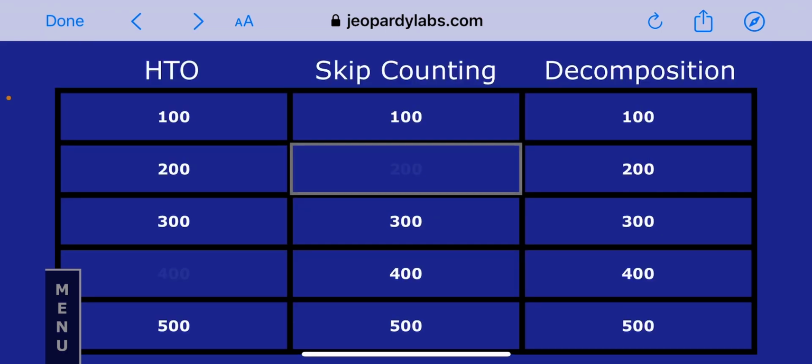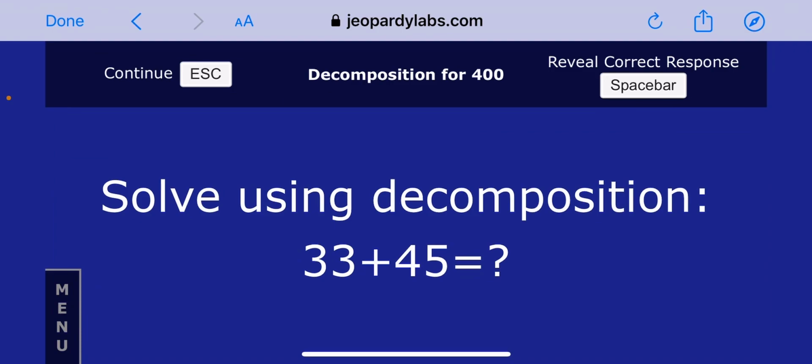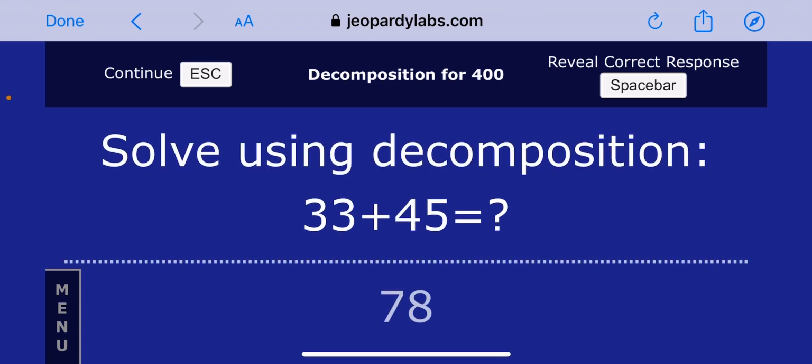And in the last category, they have decomposition. So let's say the next student picks decomposition for 400. Solve using decomposition, 33 plus 45. So they will break down the 10s and the 1s. They will first decompose the 10s, which will be 30 plus 40, which equals 70. Then they will decompose their 1s, which is 3 plus 5 equals 8. So their answer should be 78.